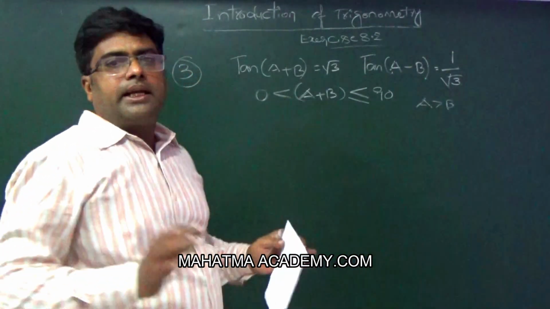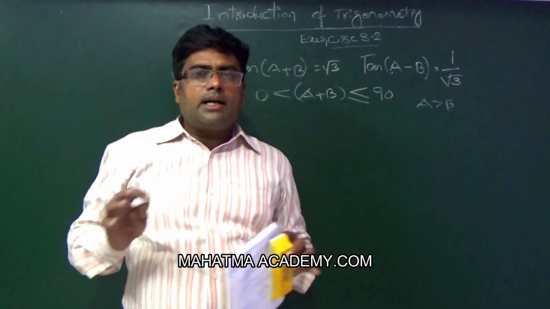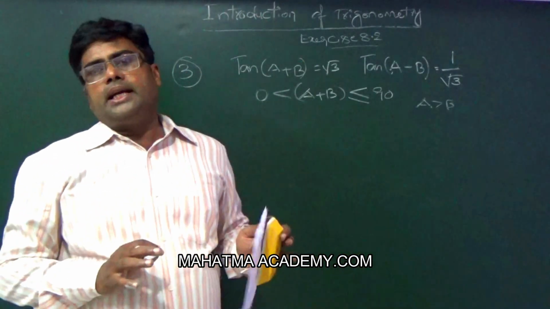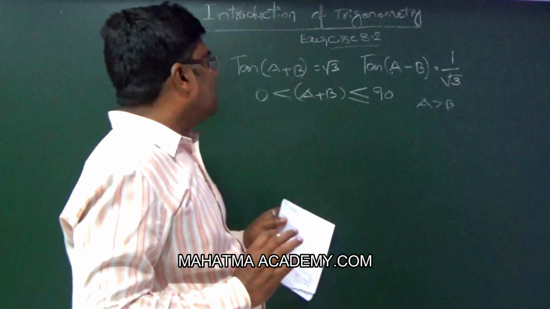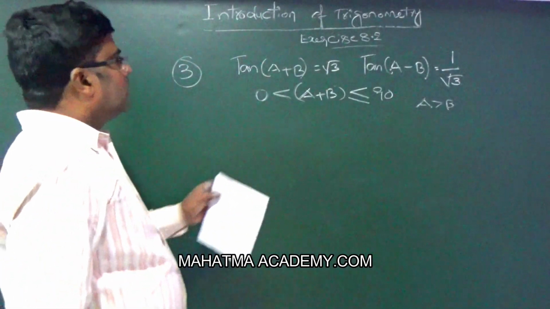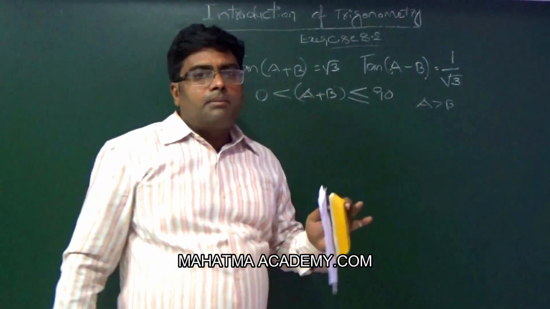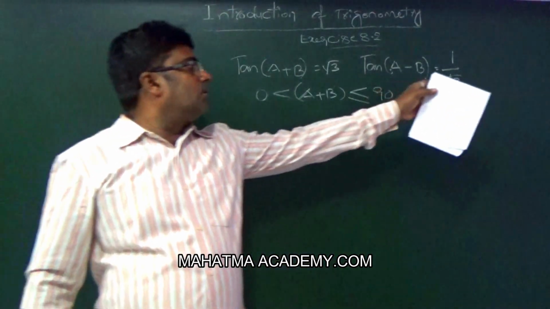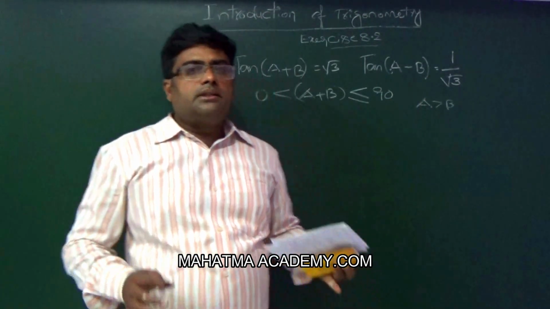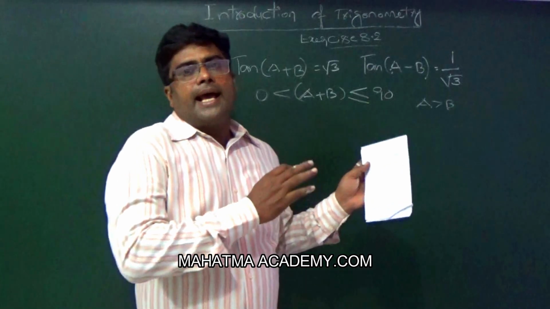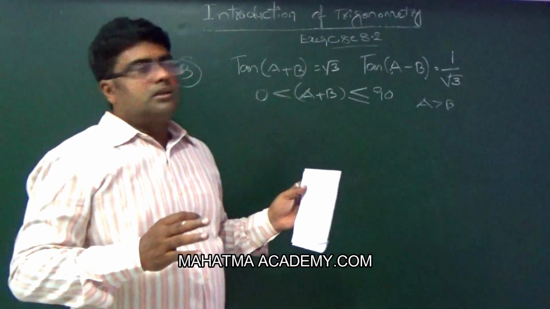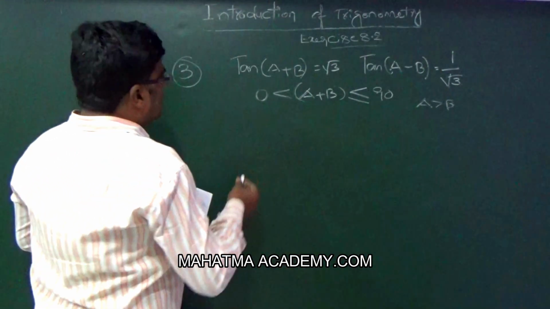So the condition is a plus b is greater than 0 and less than or equal to 90, and a is greater than b. How to solve this equation? Just think about what the root 3 value is in terms of tan, and what the 1 by root 3 value is in terms of tan. Just substitute it and cancel on both sides.